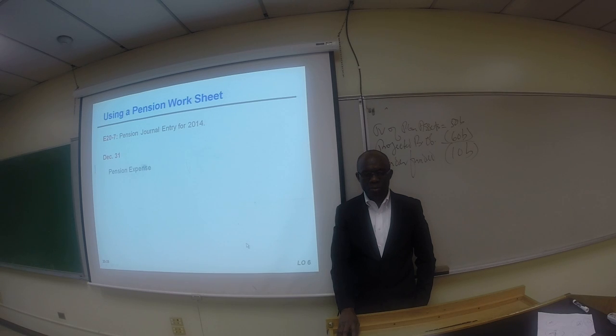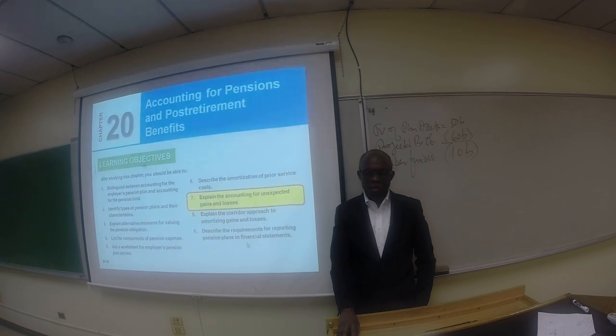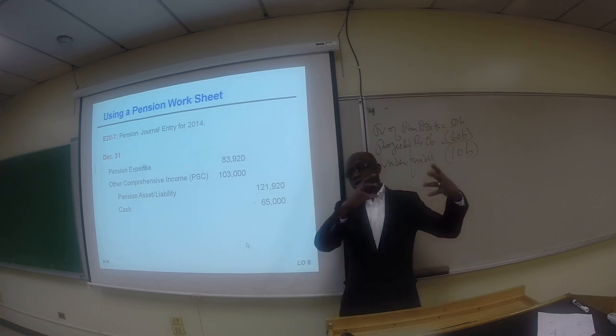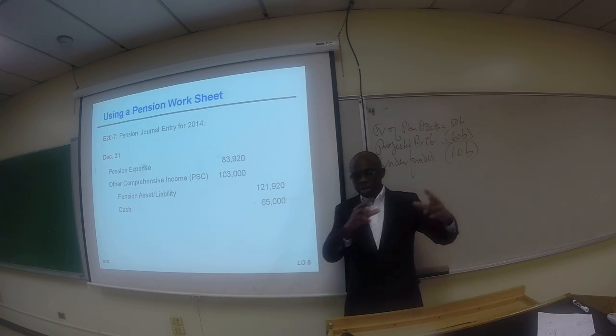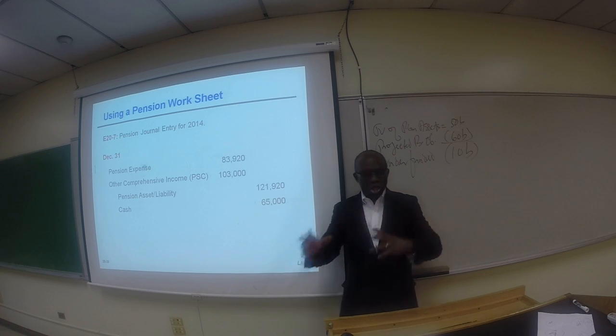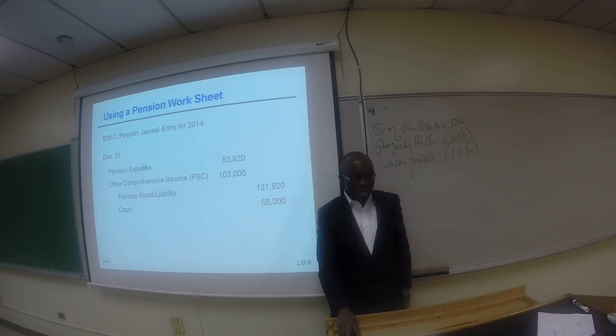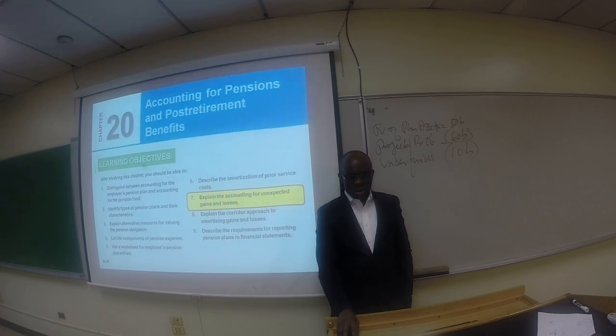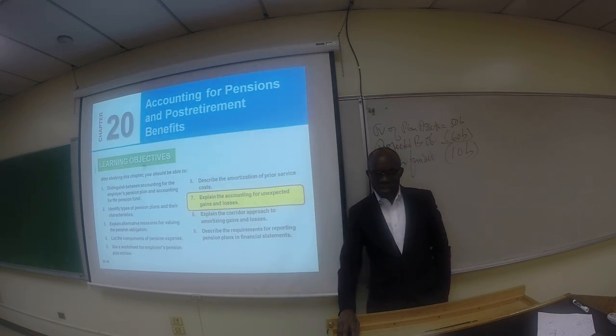So let's take a look at how we make the journal entry. Very easy. We use the information from the worksheet just like we did in Accounting 110. Use the information from the worksheet to prepare the financial statements. Here we are using the information in the worksheet to prepare the journal entries. So the pension expense is $83,980 as computed. Other comprehensive income is $103,000. The pension assets liability is $121,920, and the cash that we cough out is $65,000.